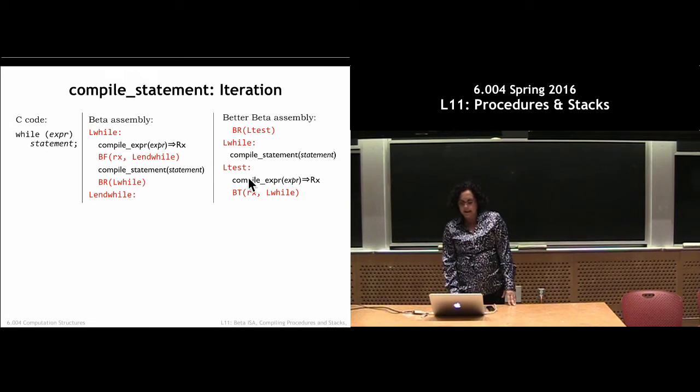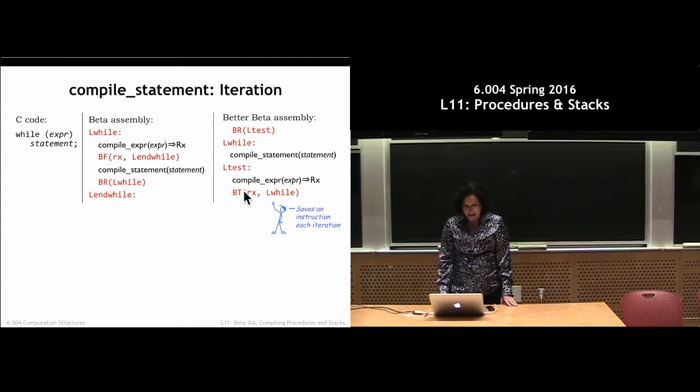Now, you can optimize this just a bit by getting rid of one of these branches inside your main loop. And the way that you would do that is you simply move your test condition to the end. And so you first have to branch to your test. Here's your test code. You now do compile expression, put that result into Rx, and then if it's true, then you're going to go and execute your while, which will allow you to do this statement. If it's not, then you're just done.